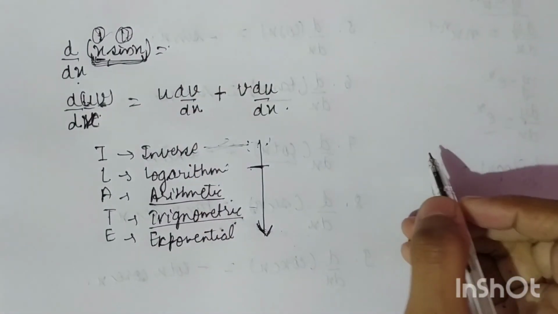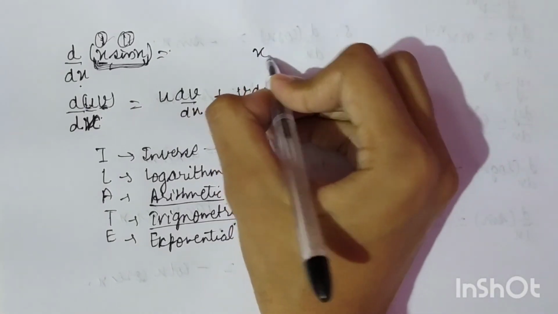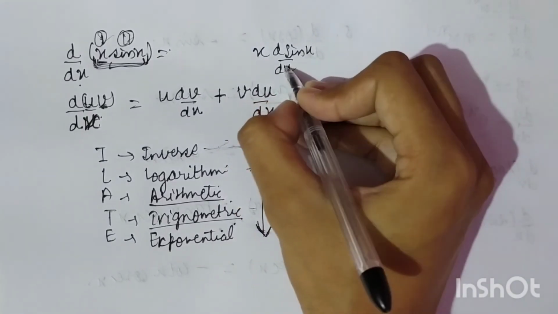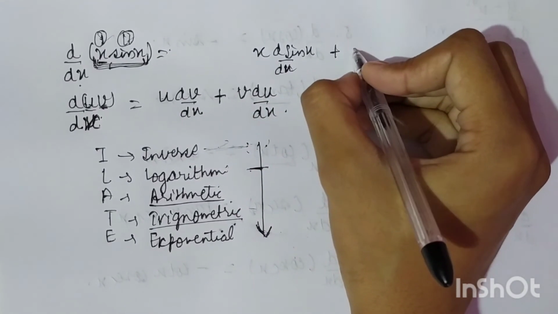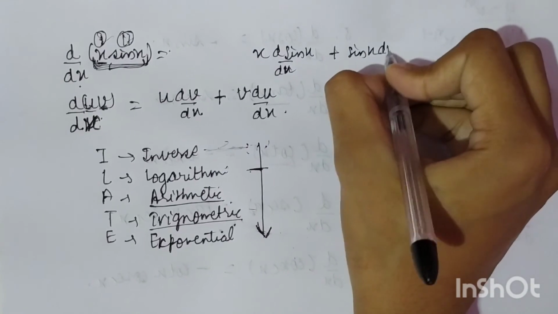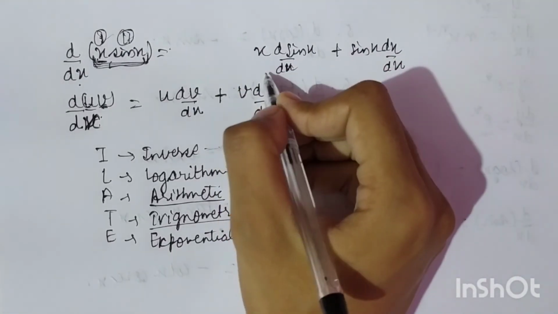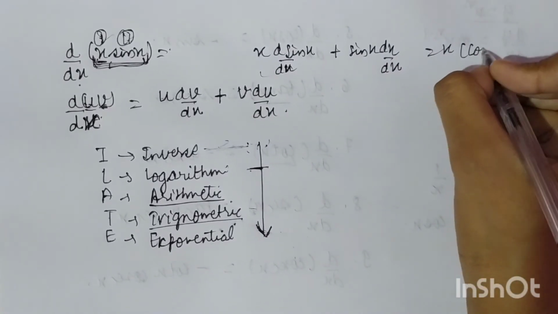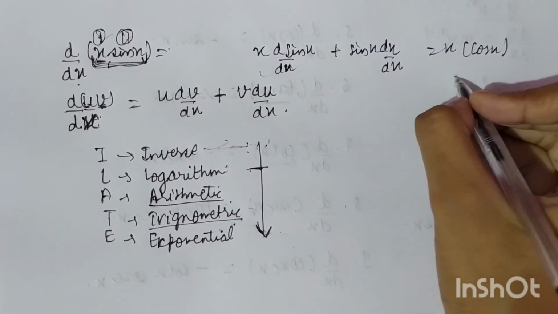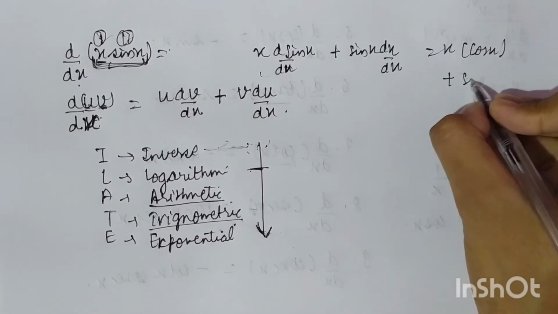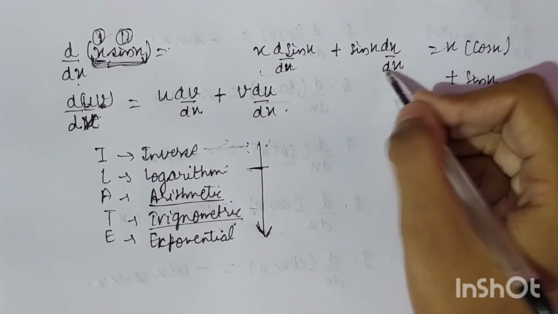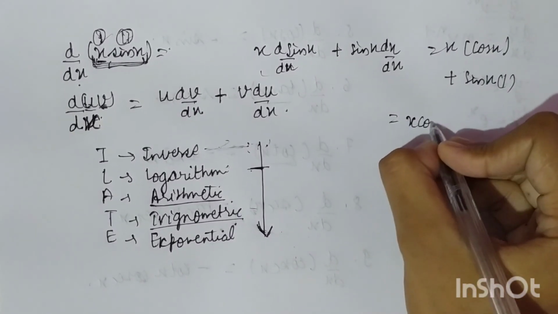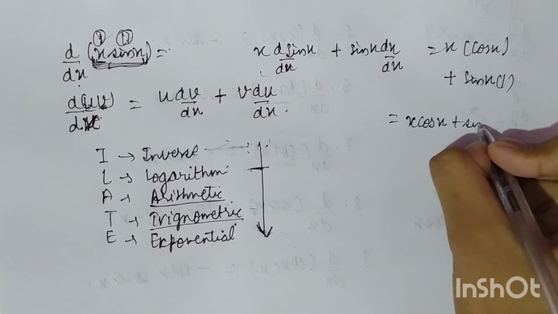So what will be the differentiation of this? First function we put outside and differentiate the second function, and we put an addition sign, then the second function outside and differentiate the first function. After solving this, first function as it is, the differentiation of sin x, we have learned, is cos x, and now addition sign and sin x as it is, and d by dx of x is 1. Okay, so what will be the differentiation? It will be x cos x plus sin x.